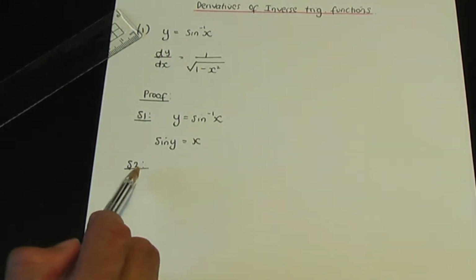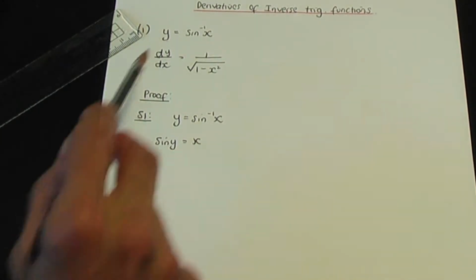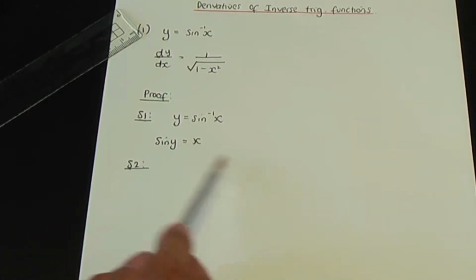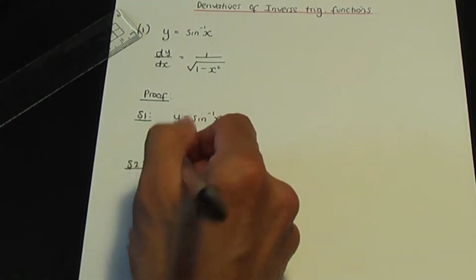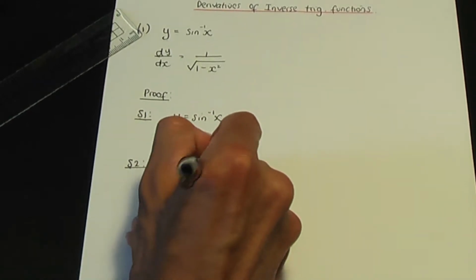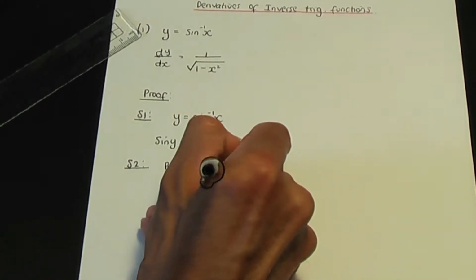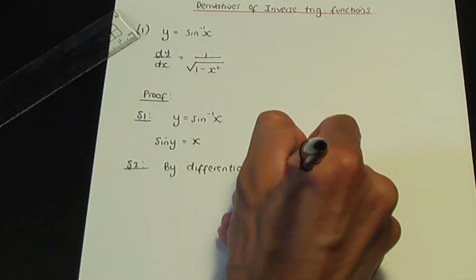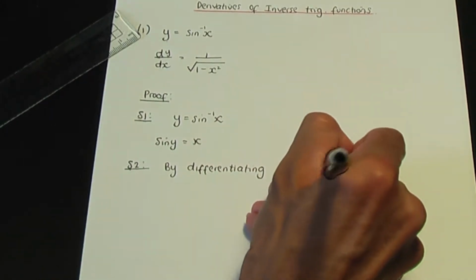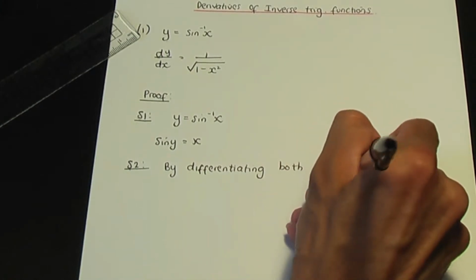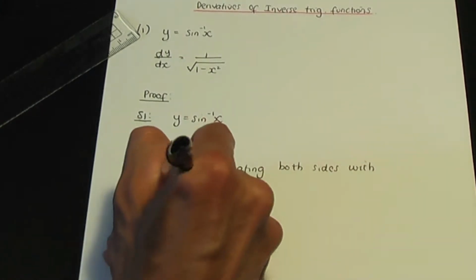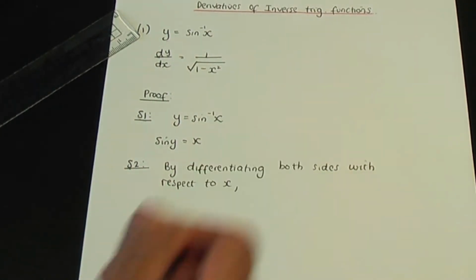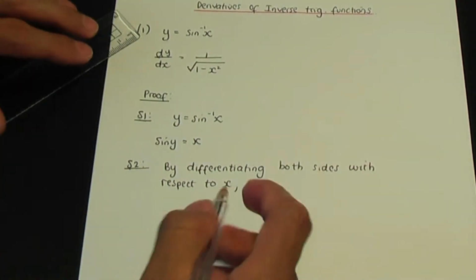Now in step number 2, since we're proving a derivative result, we're going to differentiate both sides with respect to x. So what do I mean by this?